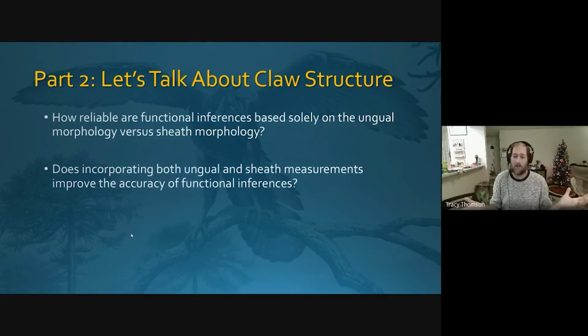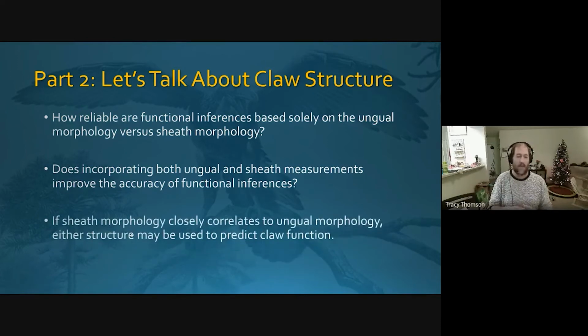What if we have both? If you have an animal like Microraptor, or there are some Archaeopteryx specimens, the ones that I use in particular, that have both the ungual and the sheath, is that important? How much better does the classification get by using both structures? And if the sheath morphology does correlate to ungual morphology, then we should be able to predict claw function in any fossil organism, regardless of whether we have the sheath or not, or whether we have the cross-sectional area or not.